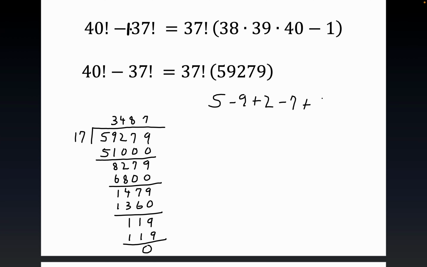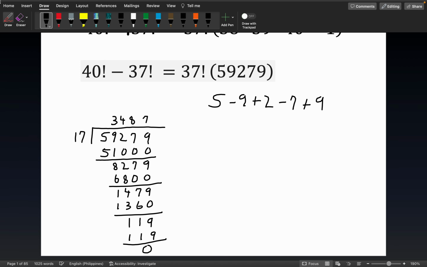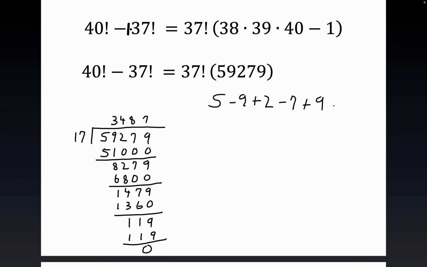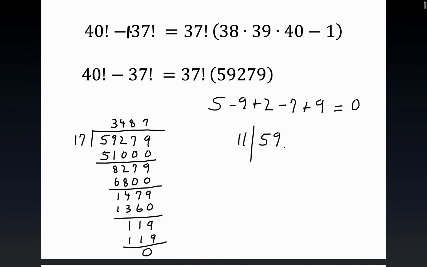I'm taking those digits and just alternating the signs, and I'll tell you why in just a minute why that's useful. Notice that this is equal to 0 here. Minus 9 plus 9 is equal to 0. And right here you have 5 plus 2 minus 7. So this is all equal to 0. Now, what this does, this implies that 11 does divide 59,279.